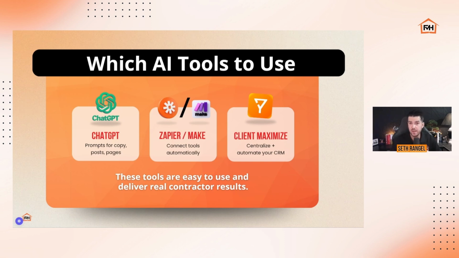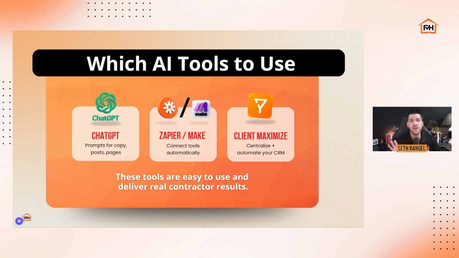And then next we have ClientMaximize, and this is our all-in-one system that brings all of this together from one app. It centralizes your marketing and automates your CRM, so it makes it easy to run those exact workflows without worrying about what's going to happen on the other side. You don't need it to get started, but this is a platform we're using behind the scenes, and I'll show you because it really showcases how we're using AI and how a lot of companies like you are using AI.